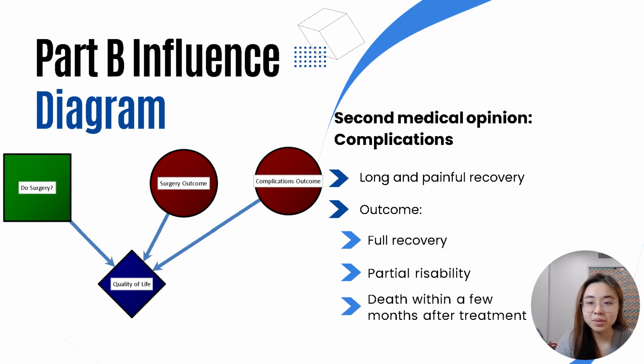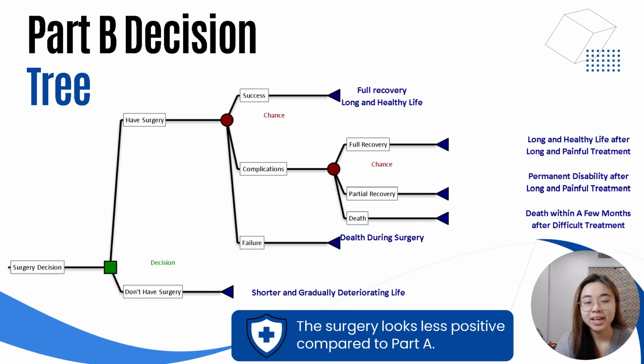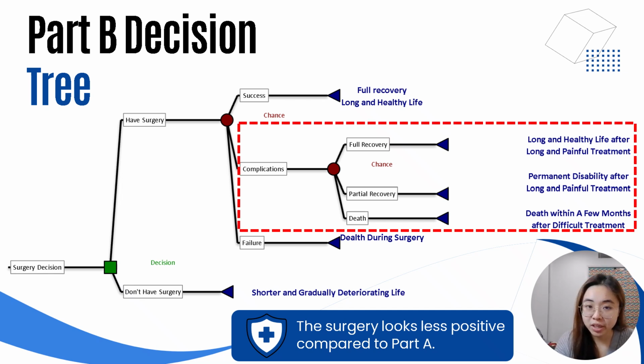Therefore, the consequence node of the quality of life is now affected by three factors, including the decision of having surgery, the result of the surgery, and the possibility of having complications after surgery. Then, I revised the decision tree by adding the possibility of complications after choosing surgery. The information within the red dashed square is the difference from the earlier decision model.